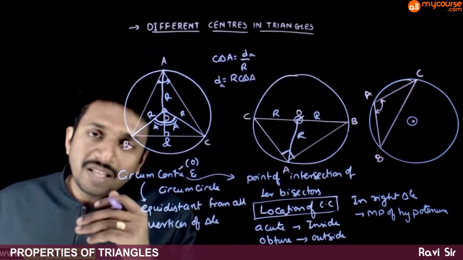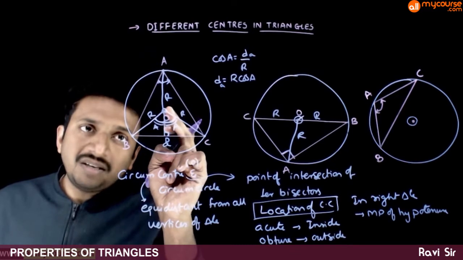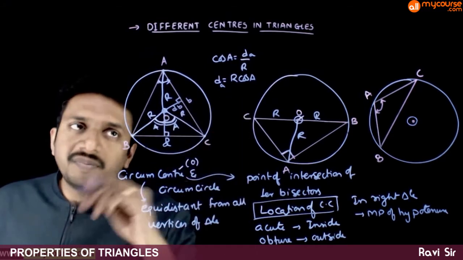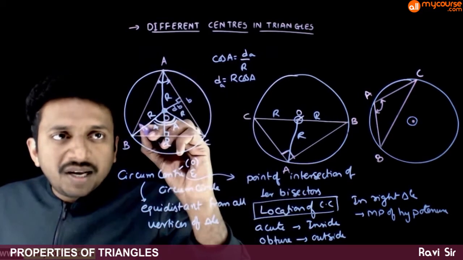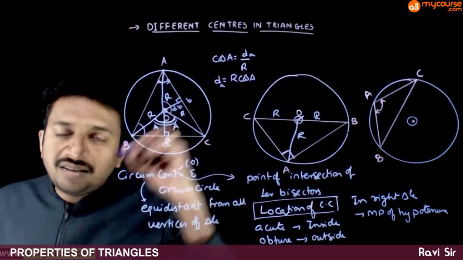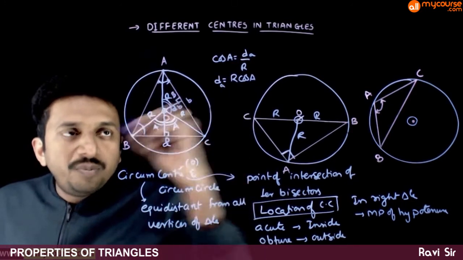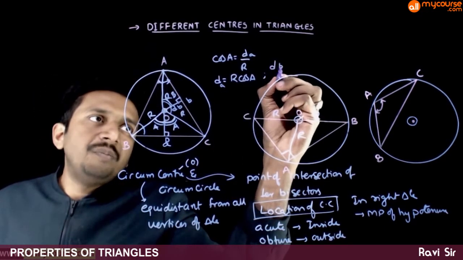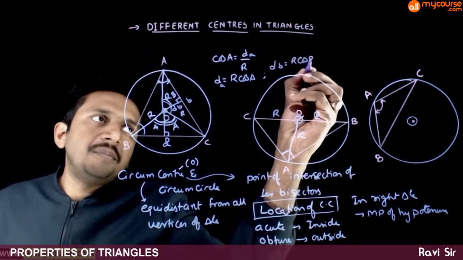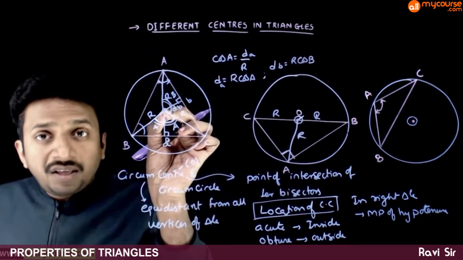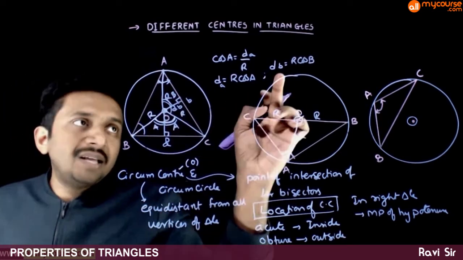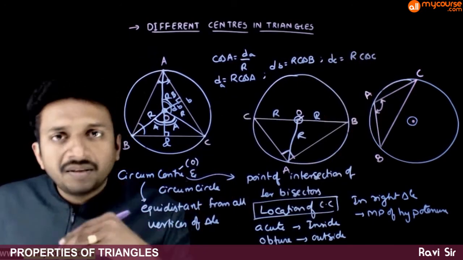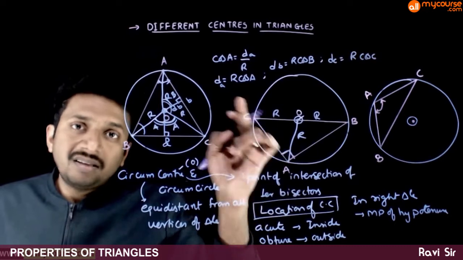The distance of the circumcenter from side a, denoted by Da, is equal to R cos A. Similarly, the distance of the circumcenter from side b. So if I want this distance, this is the distance to side b. Here AC makes an angle of B at the circumference, so it makes 2B at the center. Half of that will be equal to B. So cos B is equal to the distance by the radius. So the distance is R cos B. And the distance of the circumcenter from side c is nothing but R cos C. This will be valid in any triangle.